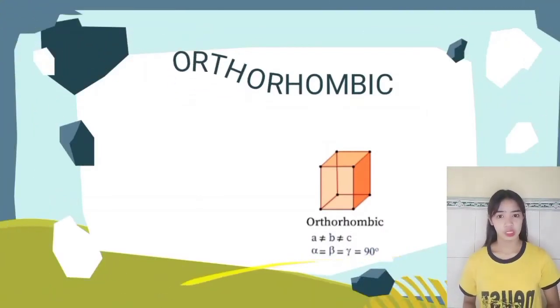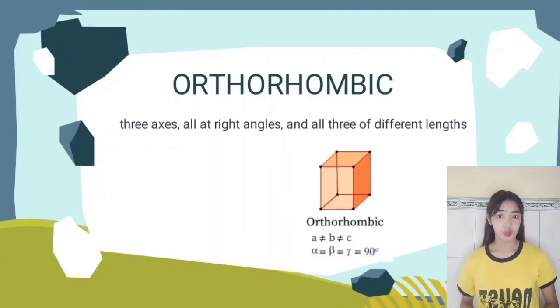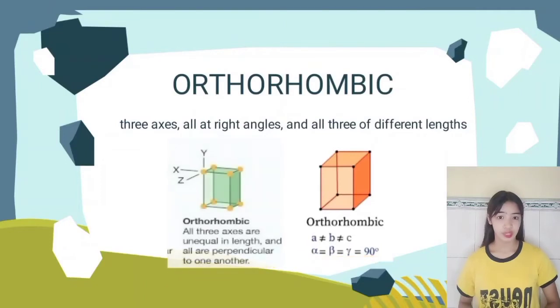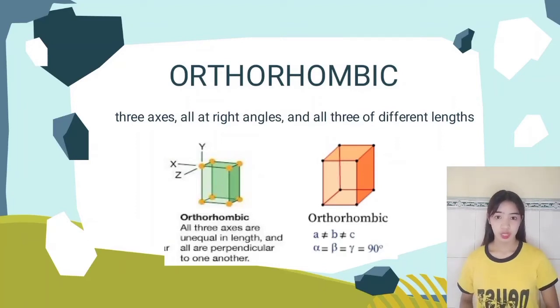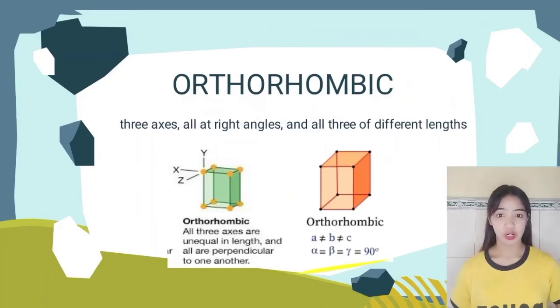The orthorhombic crystal system has 3 axes, all at right angles, and all 3 of different lengths. Minerals that form in the orthorhombic, also known as rhombic, crystal system have 3 mutually perpendicular axes, all with different or unequal lengths.